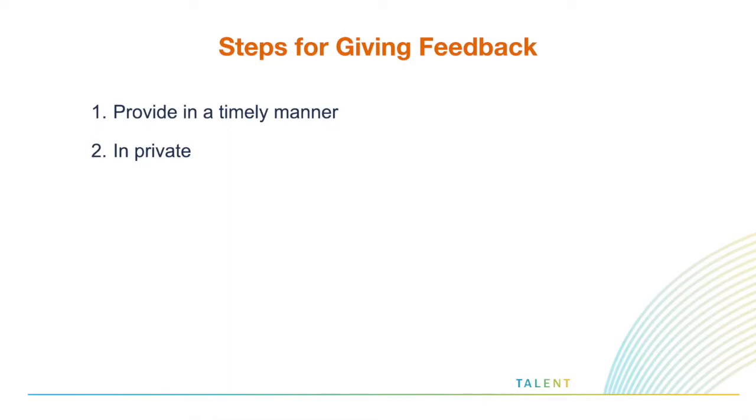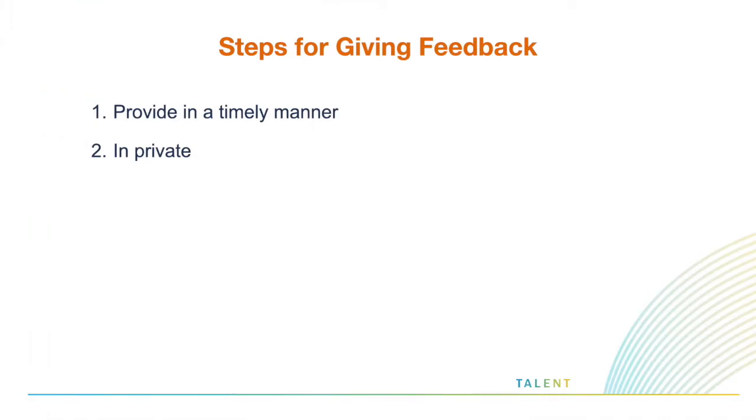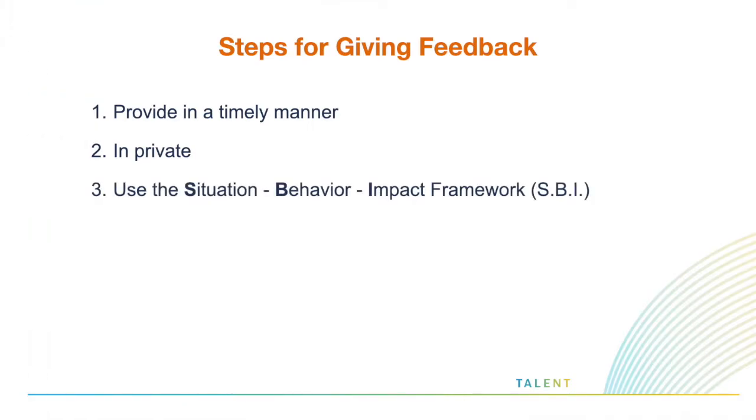This can be a phone call, a Zoom meeting, an office, or a conference room. Or just pull the person to the side away from where people can overhear you. You want to show respect for the person, and you also don't want to have any distractions. The next step is to follow the Situation Behavior Impact Framework, or the SBI framework. Using this framework will ensure your feedback is specific and objective.